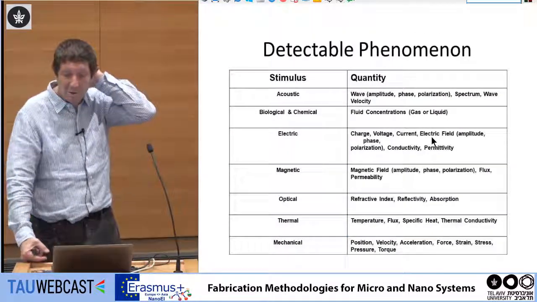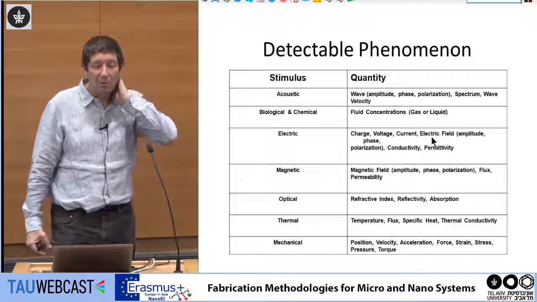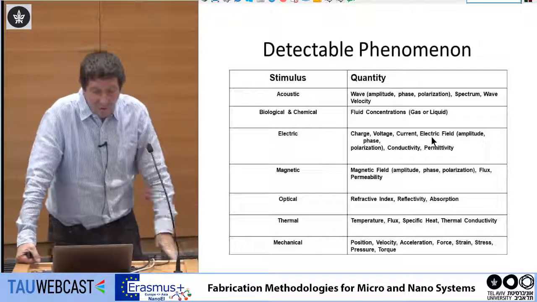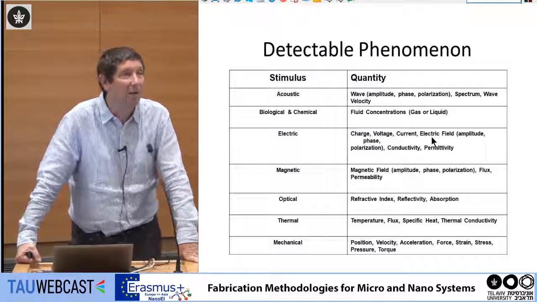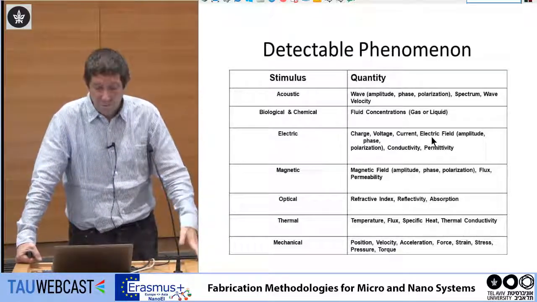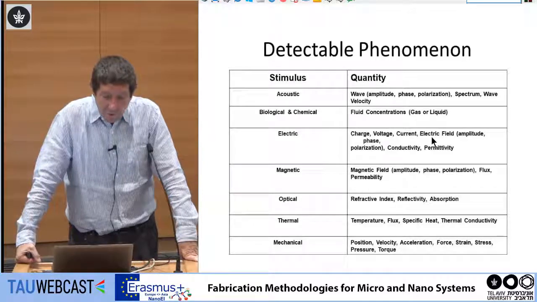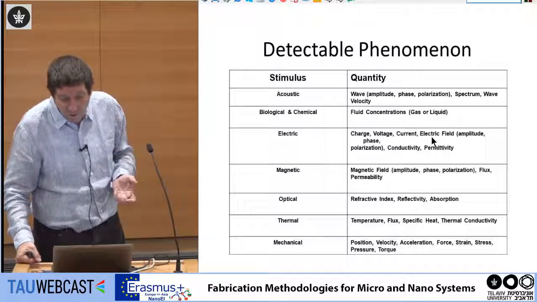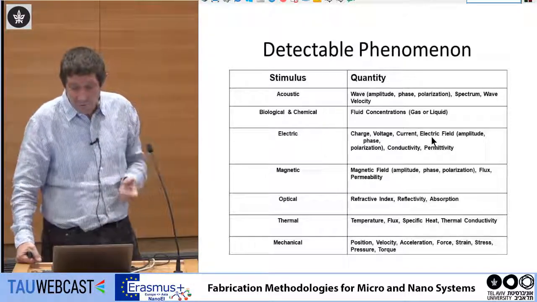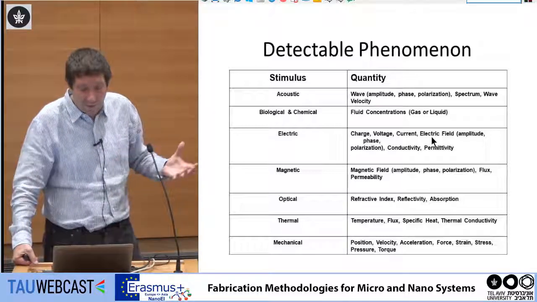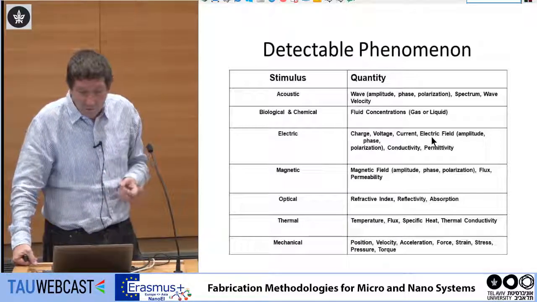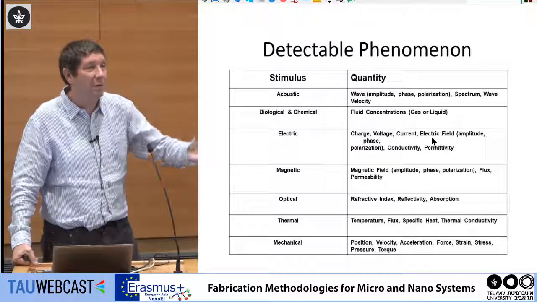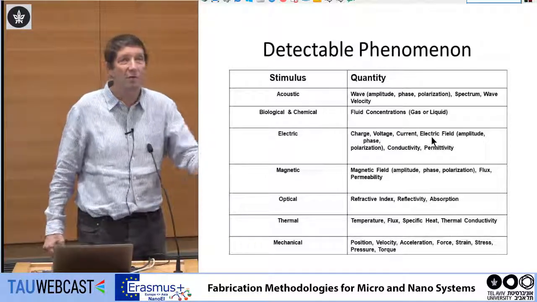So let's look at the family of what we call stimuli or detectable phenomena. We look at acoustics, biological and chemical, electrical, magnetic, optical, thermal, and mechanical. These are the major functions. For example, in acoustics, you measure the wave properties. Like every wave, you have the amplitude, you have the phase, you have polarization, spectrum, wave velocity. In biological and chemical, you like the concentration of the components in a fluid, like you look for drug concentration or toxic material concentration.